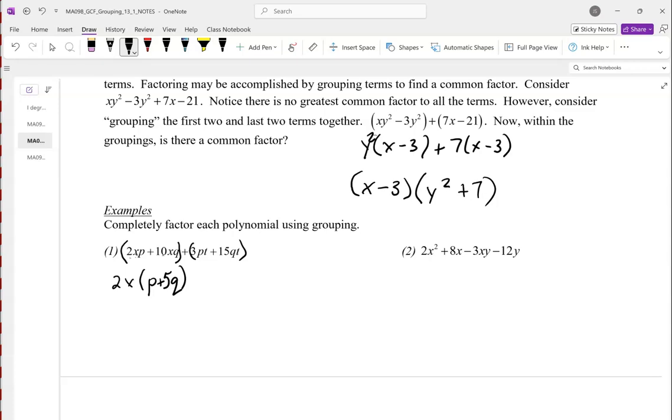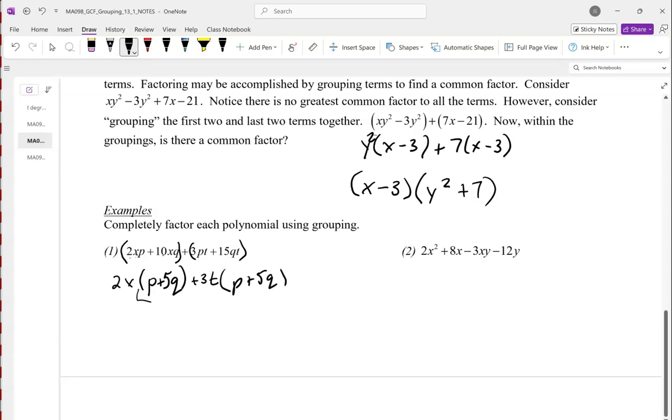Now look at your second 2. What can I pull out of the second 2? I got a 3 in both of them and a t in both of them, don't we? What are you left with after you pull out the 3 and pull out the t? P plus 5q. Notice it's just like that previous example we did, right?